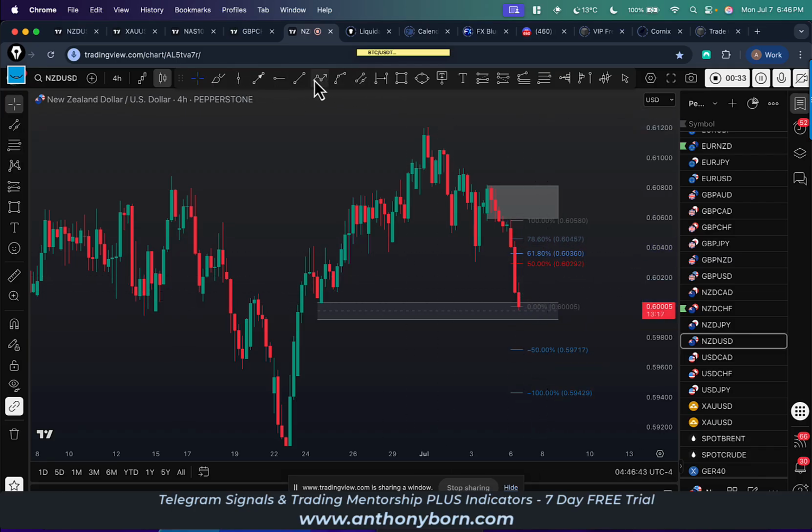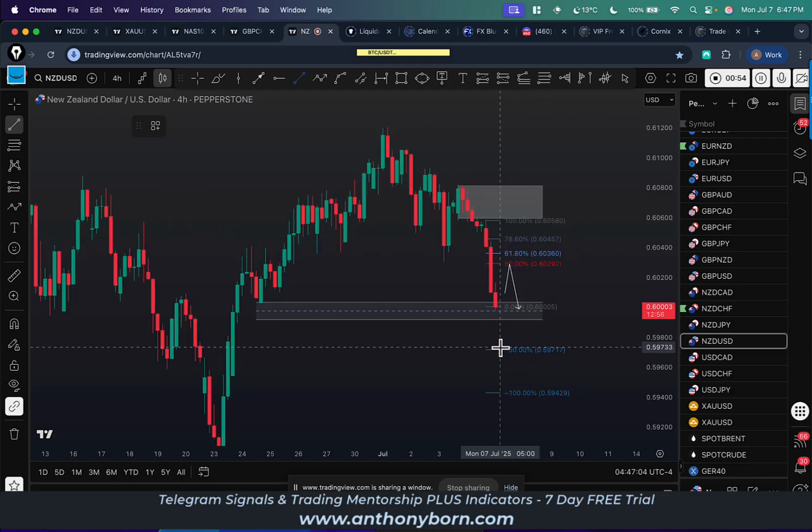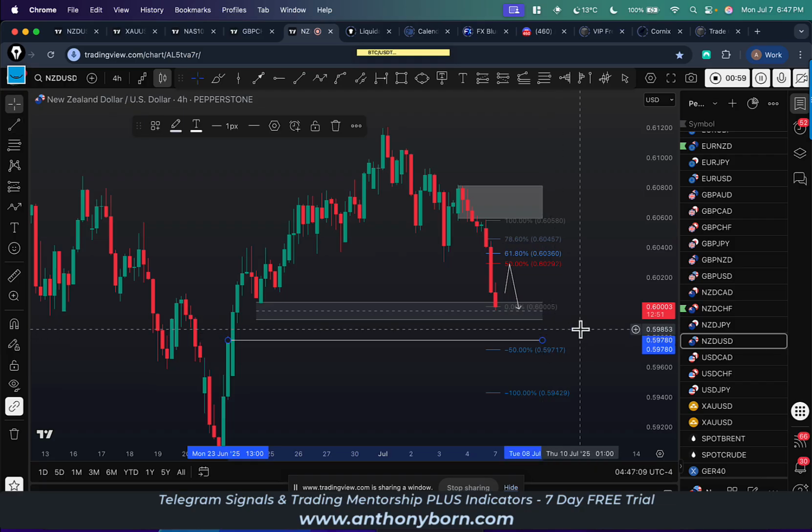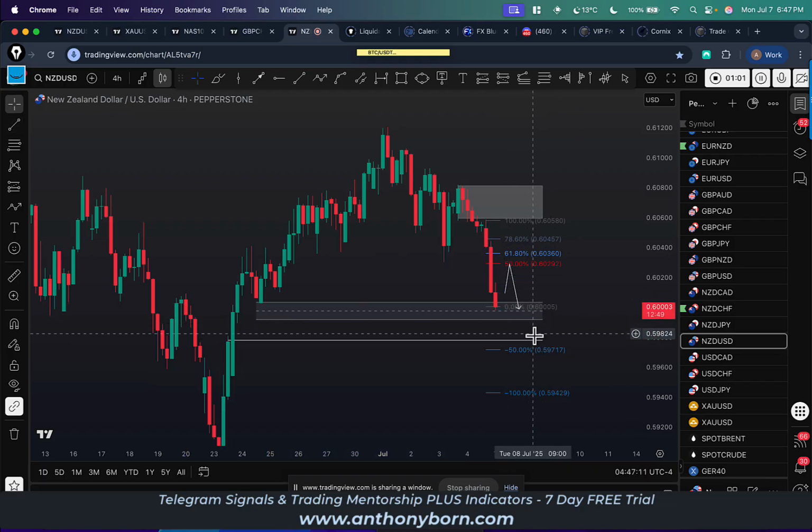All right, so I want to see a move back into equilibrium, and then I'll be targeting this low for one thing. And if it continues down, well, you can mark up these other lows under here. This level, just be looking at the 50. You can see that on my Fibonacci, slightly above. Let's just go there. So there's a potential target, if it continues down.